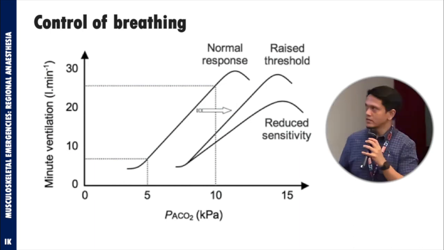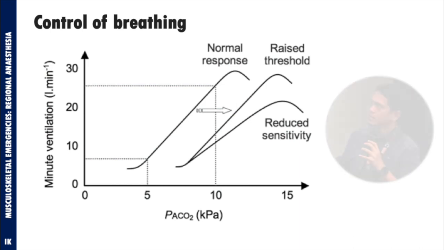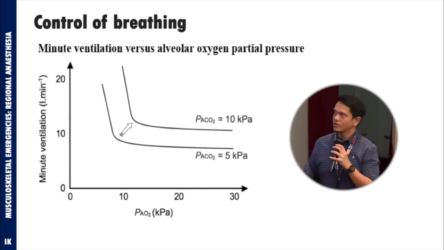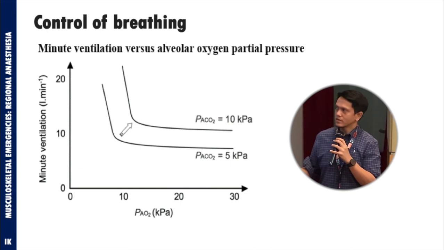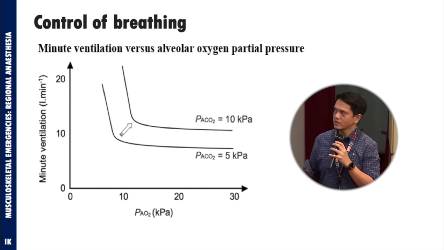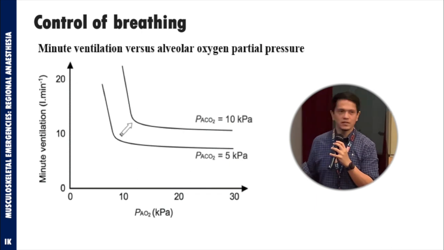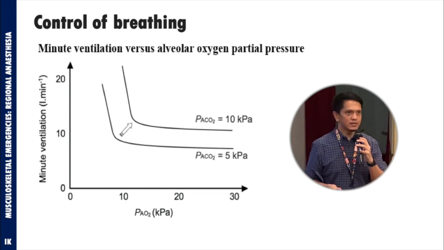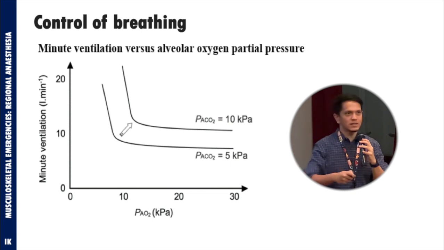Understand, right? So the relationship is linear. Oxygen is different. So let's focus on the bottom line. Ignore the top line. So oxygen on the x-axis, minute ventilation on the y-axis. As oxygen drops, PaCO2 5 means a normal CO2. So when the CO2 is normal, as the oxygen drops from 30 to 10 kilopascal, which is about 100 to 60 mmHg, minute ventilation doesn't change. Understand? PaO2 drops from 100 to 60, minute ventilation doesn't change.